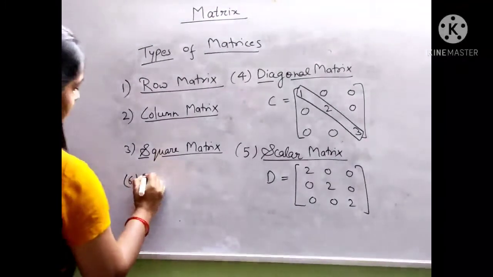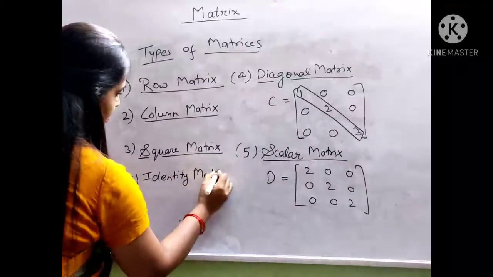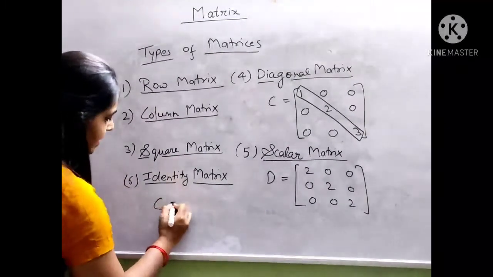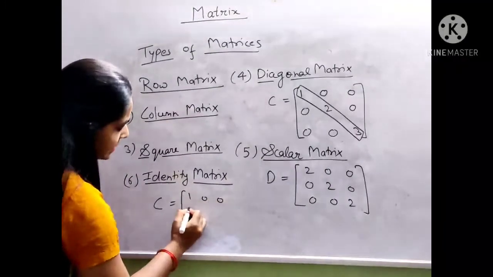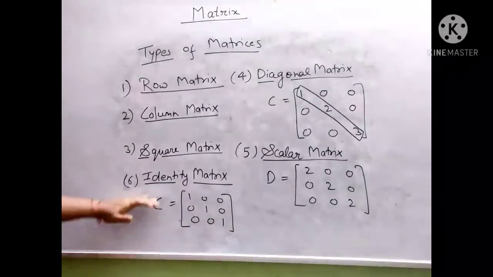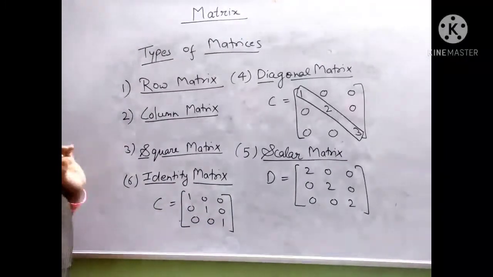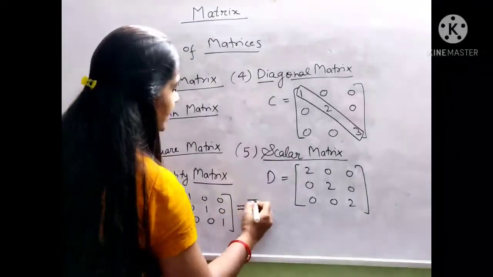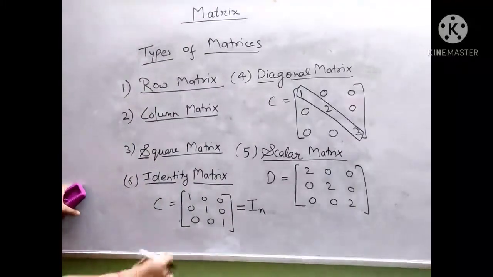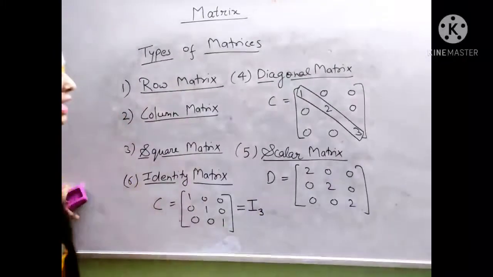The sixth one is identity matrix. A square matrix is said to be an identity matrix if the diagonal elements are 1 and the rest of the elements are 0. Then the matrix is called an identity matrix. Here I have written down the identity matrix of order 3. Every time we represent an identity matrix by I, with the order of the matrix as subscript. Here we have written a square matrix of order 3, so we can write I3.